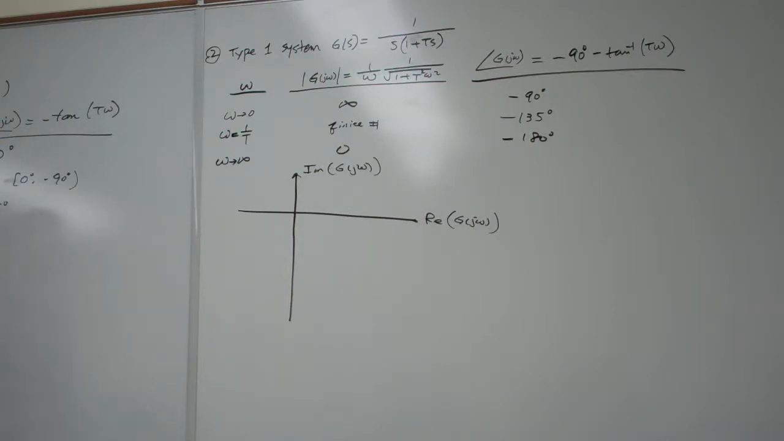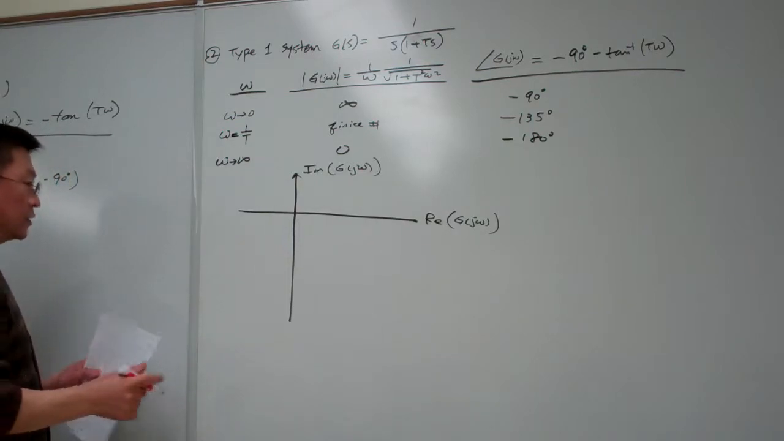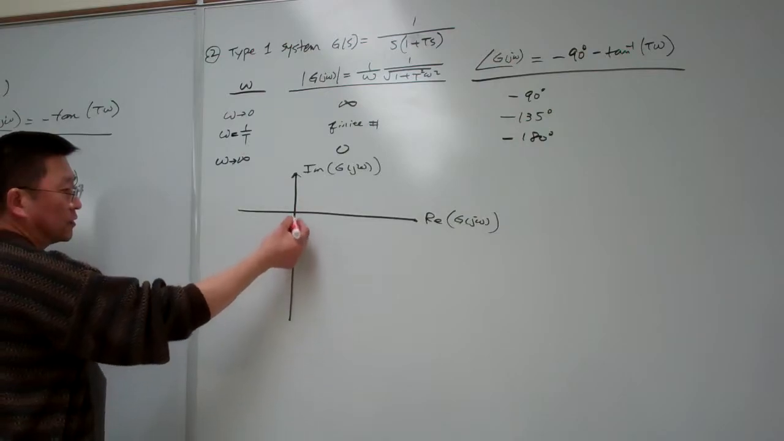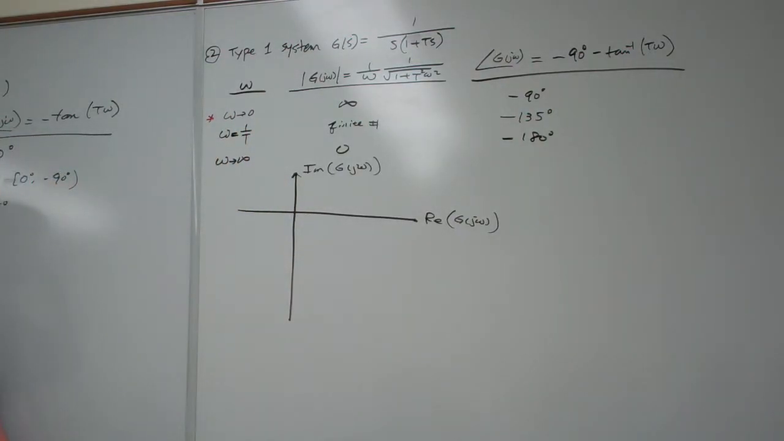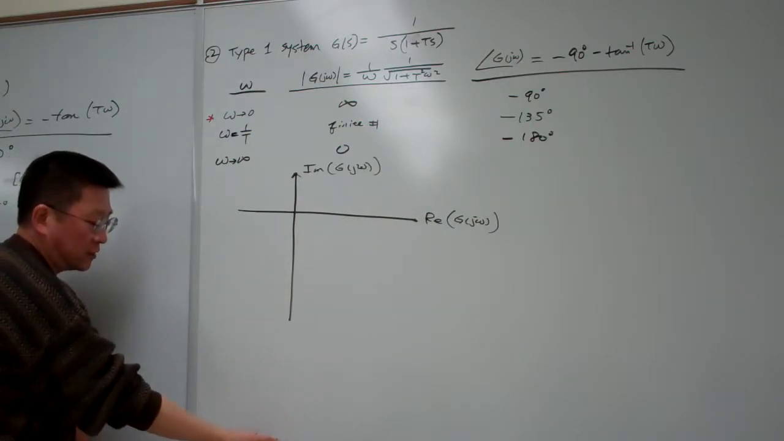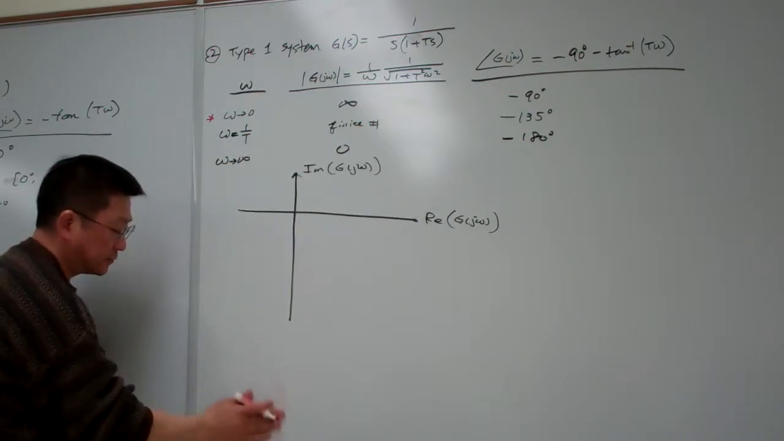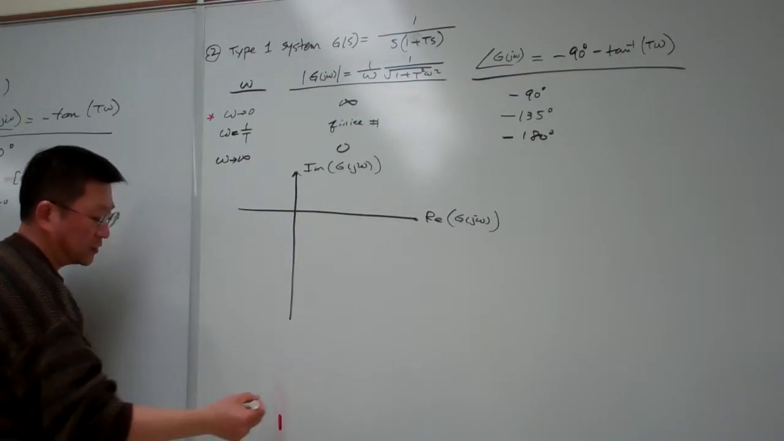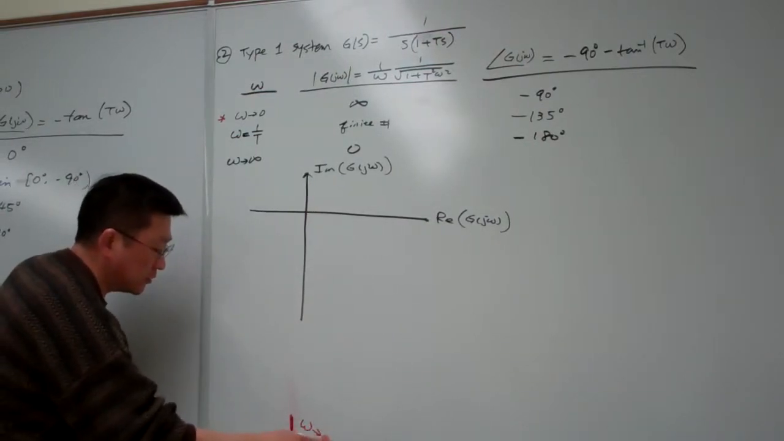So when omega approaches 0, the magnitude goes to infinity and the angle is -90. Basically, I want to draw this case, so the angle is -90, down to here, okay? So somehow the asymptote is here when omega approaches 0.